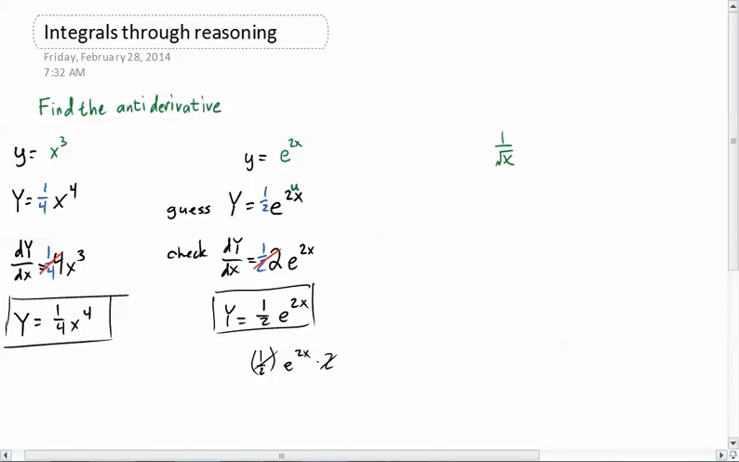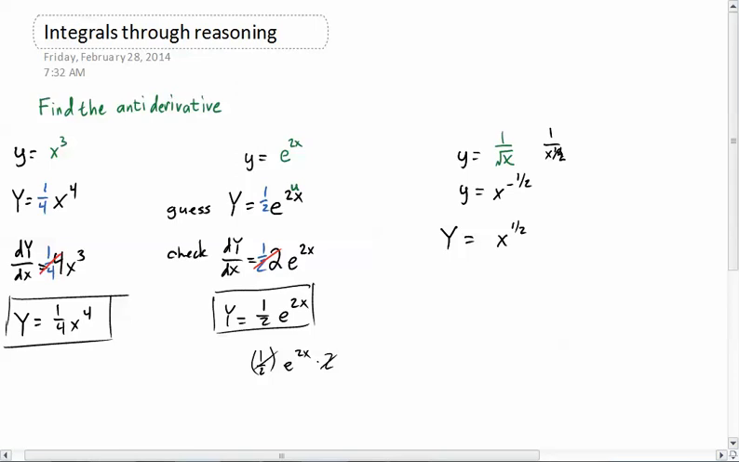Now what I'm going to do before I start dealing with that is first change it to y equals x to the negative 1/2, right? Because this is 1 over x to the 1/2, and then you bring it up and make it negative. Okay, so y equals x to the negative 1/2. So where did that come from? Well, it should have come from x to the 1/2 power, right?